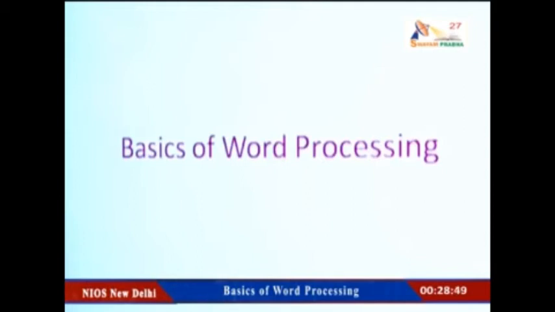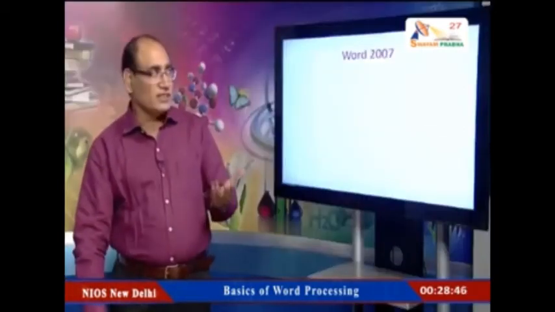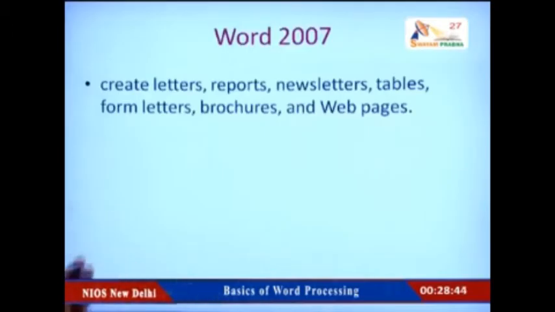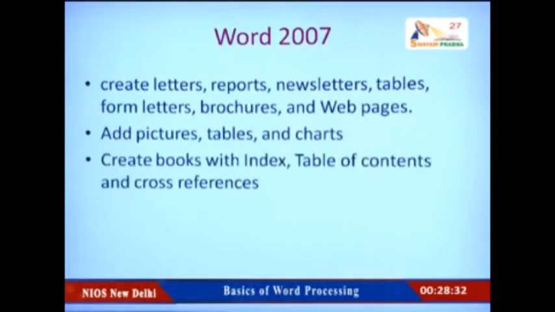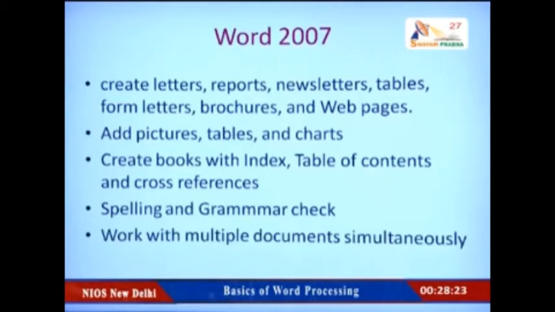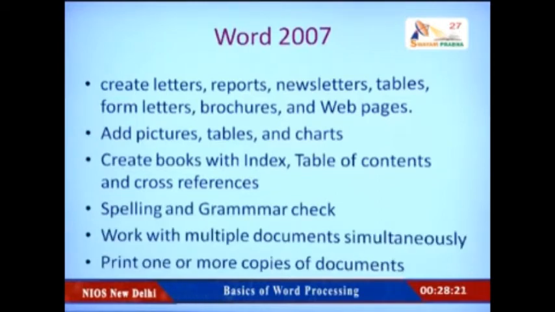It has got many features as I told you earlier. Now what are these features? We can create letters, reports, newsletters, tables, form letters, brochures and web pages etc. using Word 2007. We can also add pictures, tables and charts to our documents. We can also create books with index, table of contents and cross references, and these things are created automatically. We can also perform spelling and grammar checks. We can also work with multiple documents simultaneously, and we can print one or more copies of the documents.